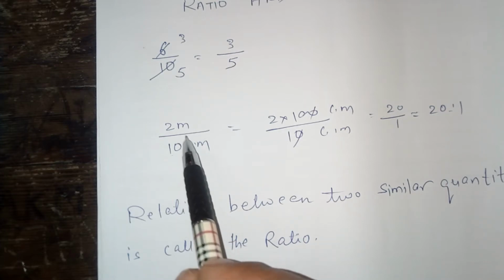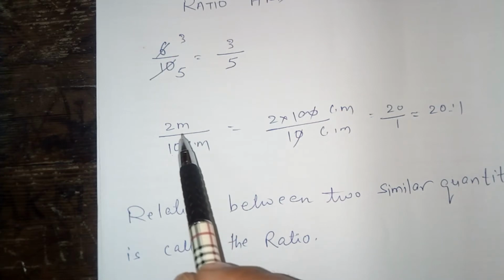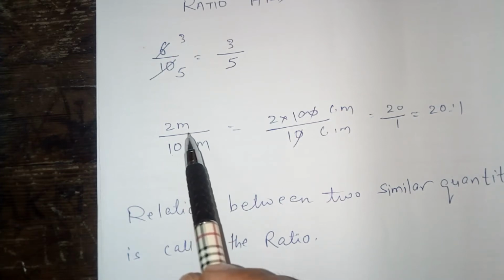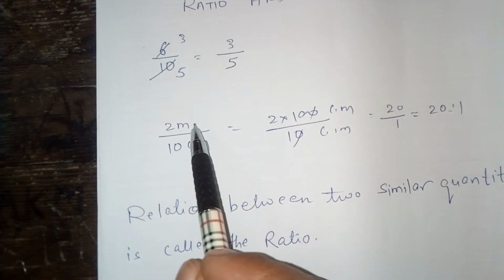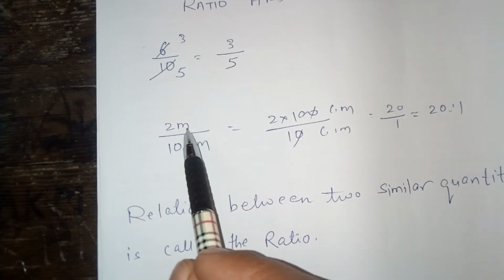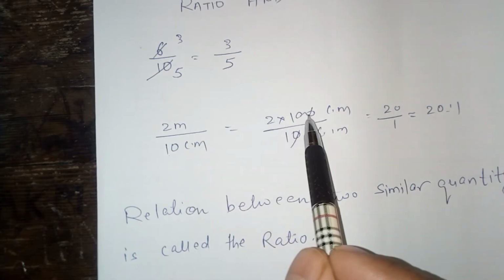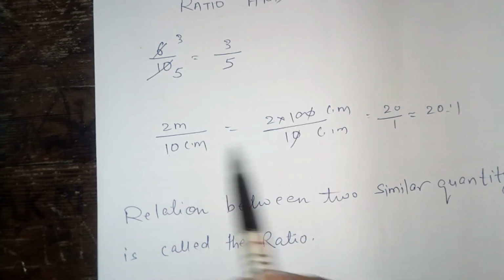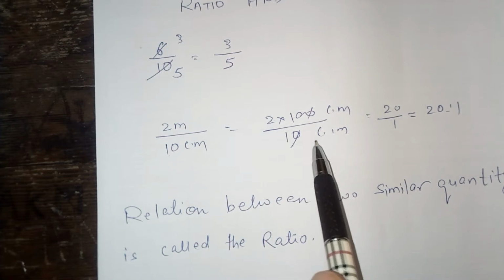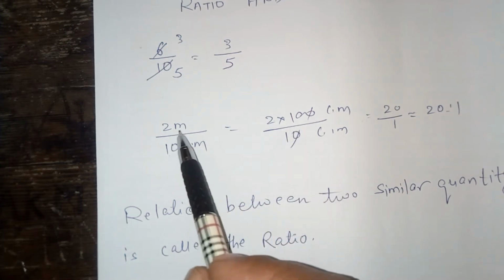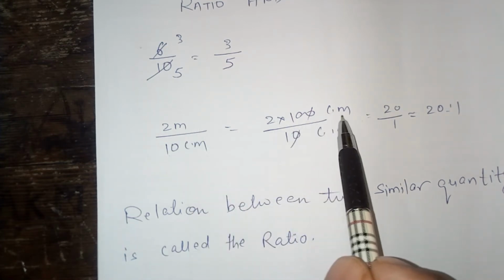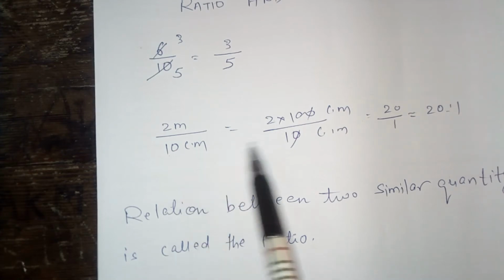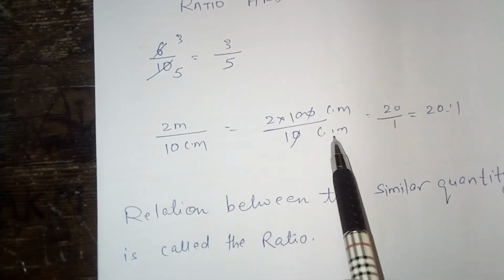As you know very well, 1 meter is equal to 100 centimeter. So 2 meter will be 200 centimeter. So 2 meter will be 2 into 100 upon 10 centimeter. Now 2 meter is in centimeter and 10 centimeter is also in centimeter.